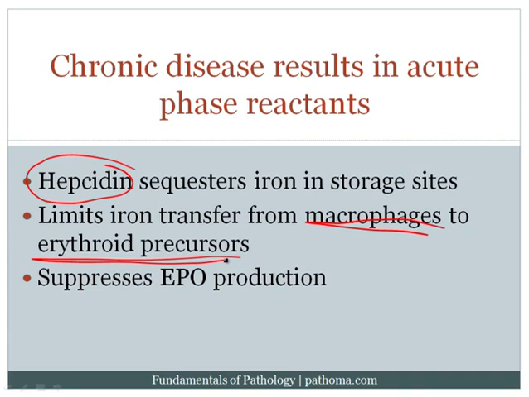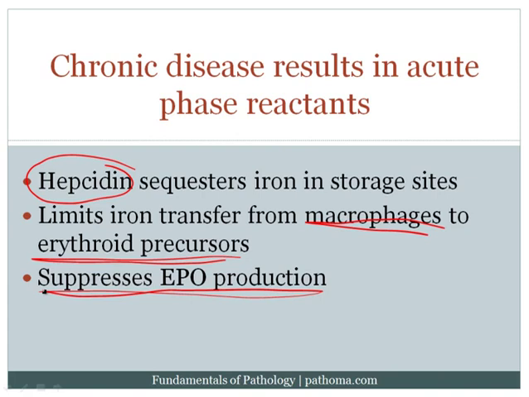The second consequence of hepcidin is that it can suppress erythropoietin production as well. And again, if you suppress erythropoietin production, that's going to decrease the drive on the bone marrow to actually produce more cells. Now, one of the things to remember concerning this sequence of events is that it actually makes sense what's going on.